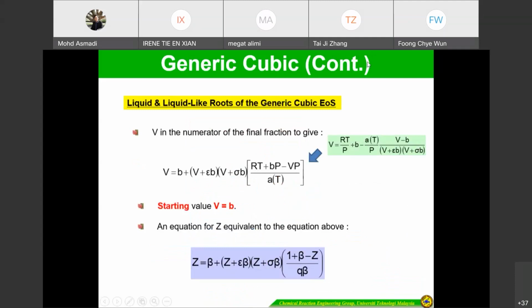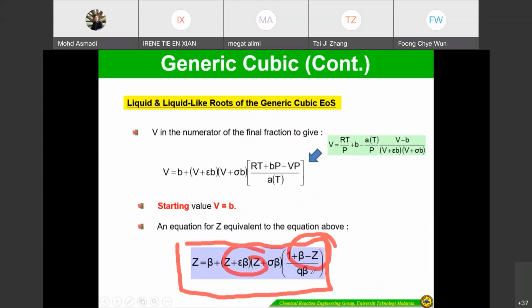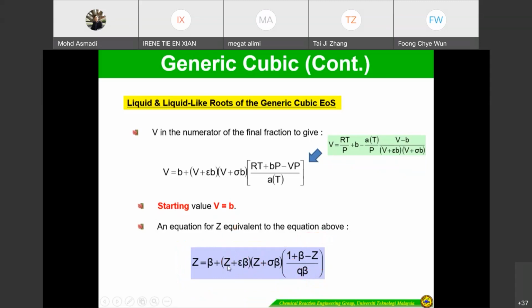For the liquid, if you look at here, it is an almost similar equation. I think the difference is only in this one and also this equation. It's different, only the parameters are similar. How to determine beta, epsilon, sigma, and also q.